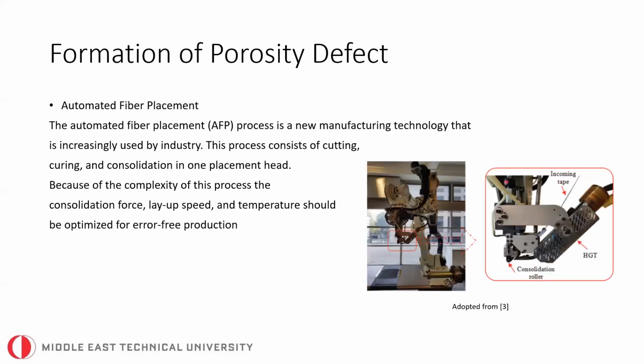The automated fiber placement process, also known as the AFP process, is a manufacturing technology that is increasingly used by industry. This process consists of cutting, curing, and consolidation in one placement head. Because of the complexity of this process, the consolidation force, layup speed, and temperature should be optimized for error-free production. This figure shows the schematic of the automated fiber placement technique.